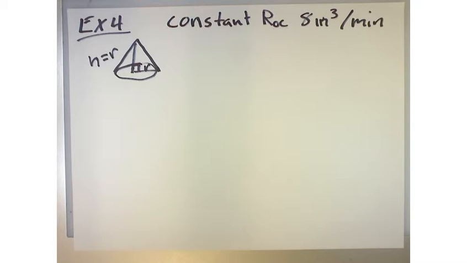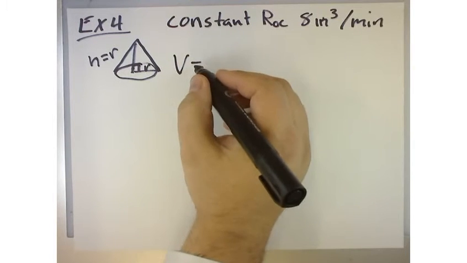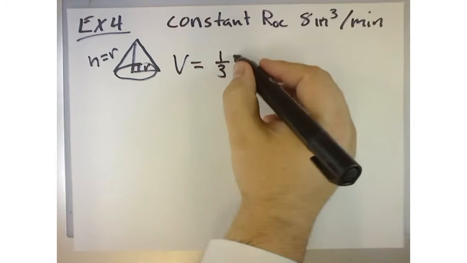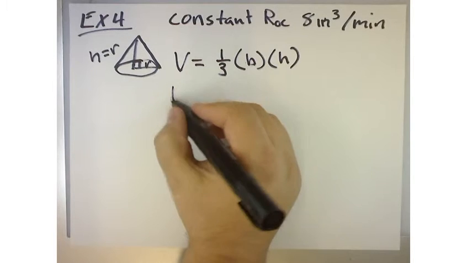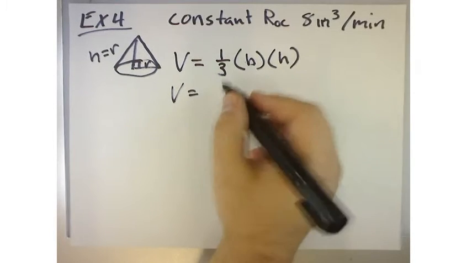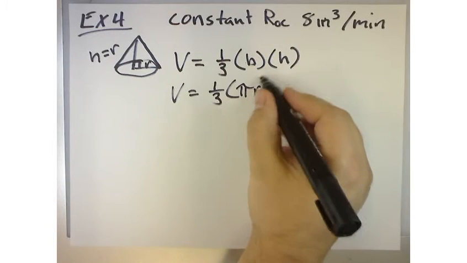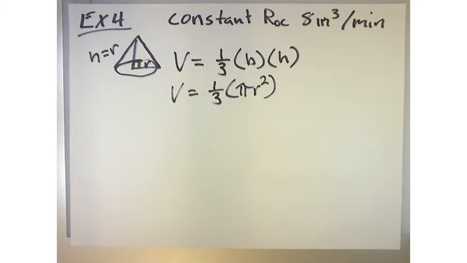So the solution to this, the first thing we have to do is start off with the volume of the cone. When it's a cone, it's a little different. It's 1/3 times the base times the height. And the base is the area of the circle, which is pi times r squared, times the height. But what did we say the height was? Well, we'll just leave it as h for now.